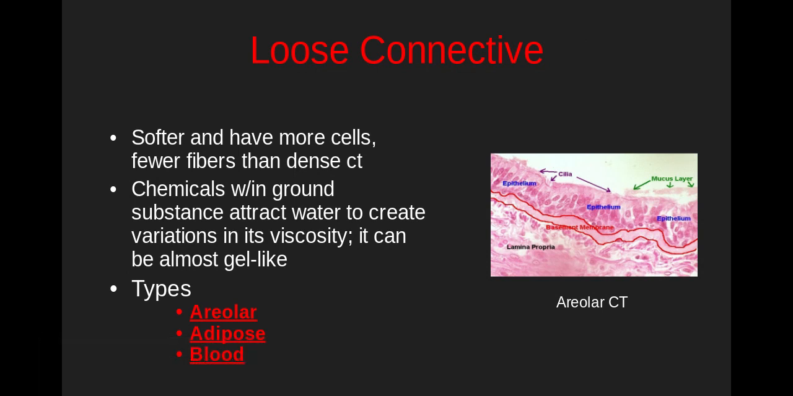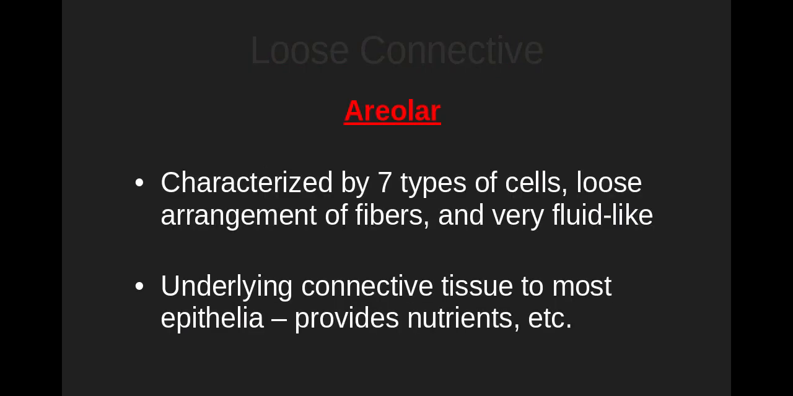The loose connective tissue also contains chemicals within our ground substance to attract water to create variations in viscosity. Viscosity means how liquid or solid it is, so it can almost be gel-like sometimes. We're going to talk about the three different types that you're going to be able to identify. Like I said, the more water that's in the ground substance, the more fluid-like it is going to be. So that's one of the defining characteristics of loose connective tissue, that it's more fluid-like than some of the ones that we previously looked at.